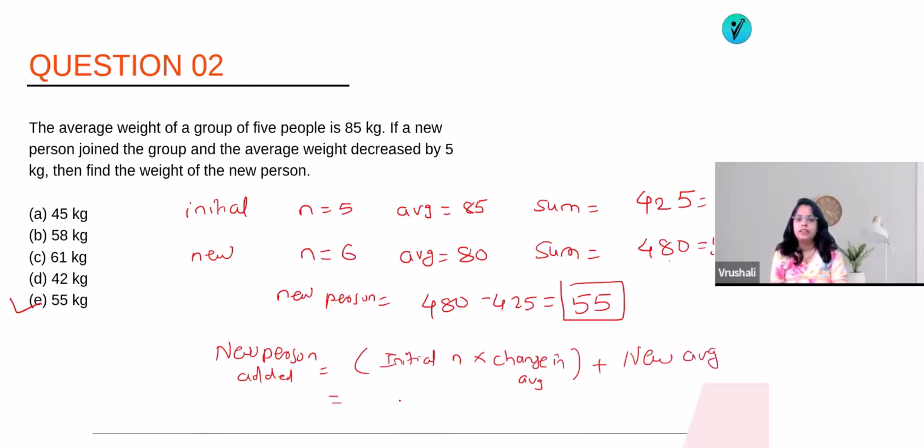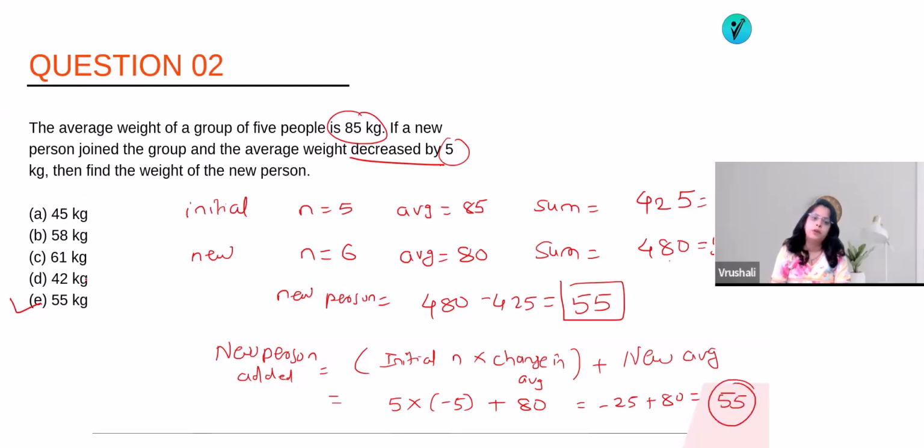So what is the initial N? Initial N is 5. Change in average: we know that the average has decreased by 5, so it will be minus 5. Plus, what will be the new average? Initial average was 85. It has been decreased by 5, which means the new average will be 80. So 5 5s are 25. That means minus 25 plus 80 will be equal to 55.